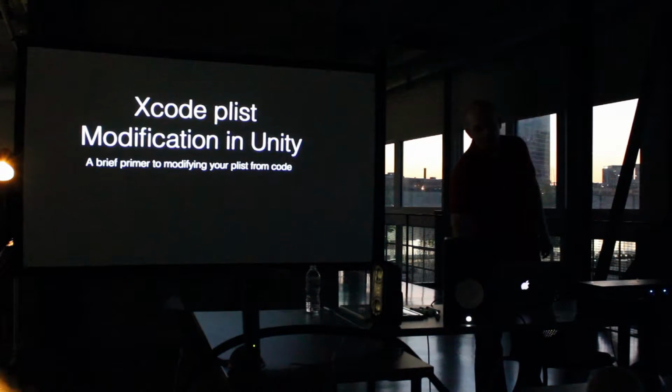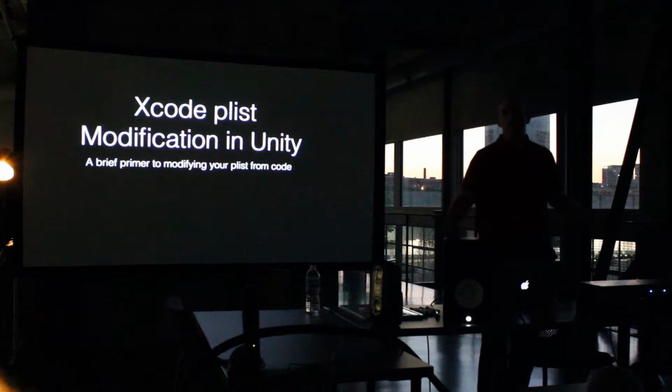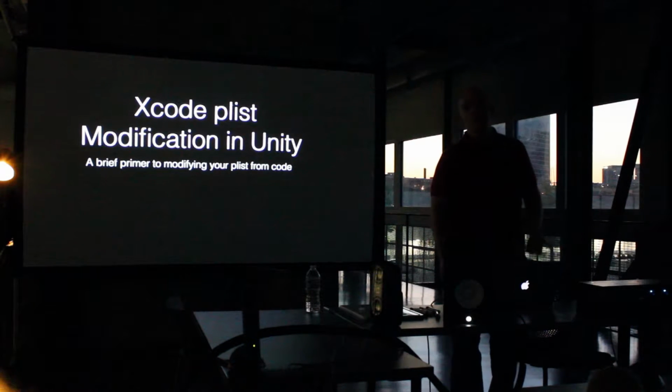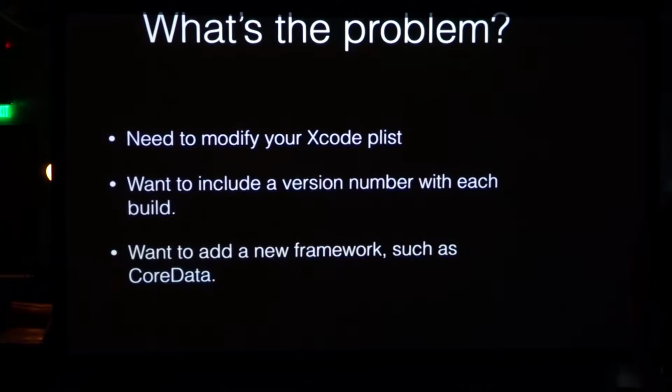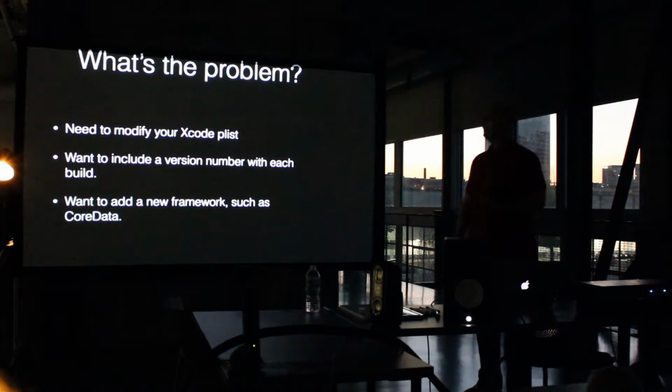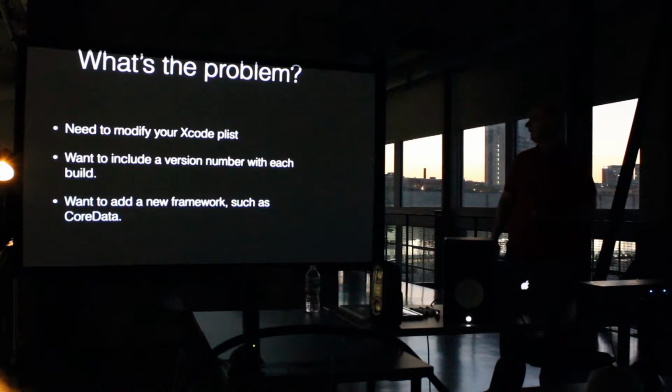So if you've ever built an iOS app, you know that an iOS app has a plist. What's a plist? It's a property list. That means it's a list of everything that your app has that you can configure. So if you want to enable bitcode, if you want to, I don't know, include core data, whatever you want to do, it's in that list, right? So we need to modify that list from Unity.